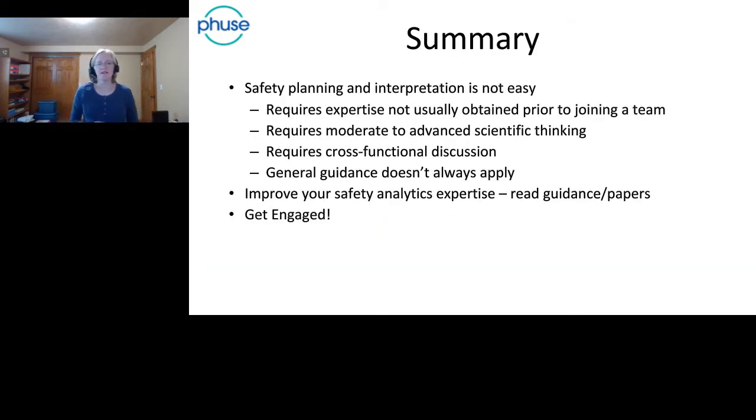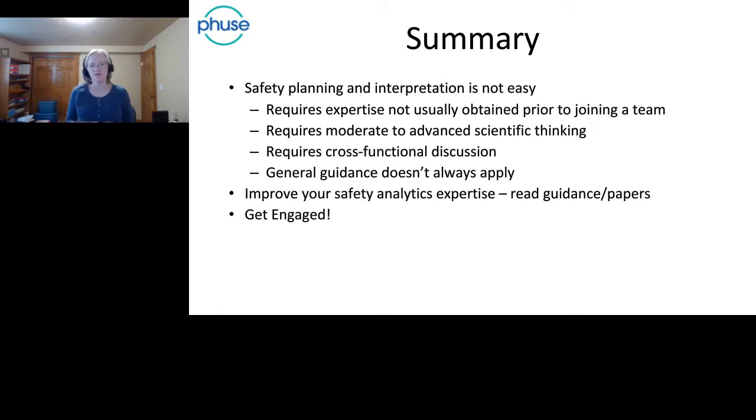So in summary, safety planning and interpretation is not easy. We do need to be trained on this, and hopefully this workshop and the previous workshop can help with that. Of course, we gave other resources that can hopefully help, and some of that we do consider must reads. If you're involved in integrated analysis planning, you really do need to educate yourself and read some of these resources.